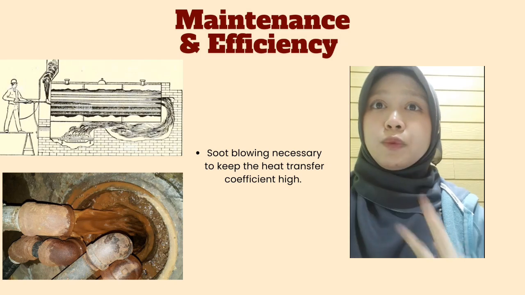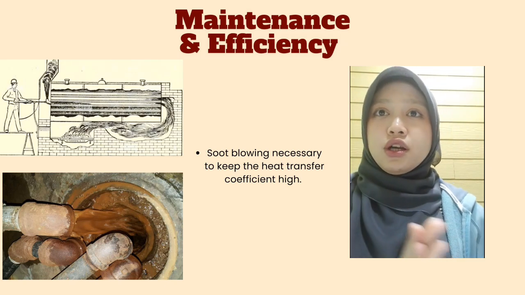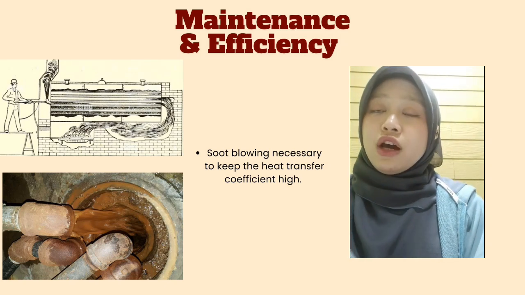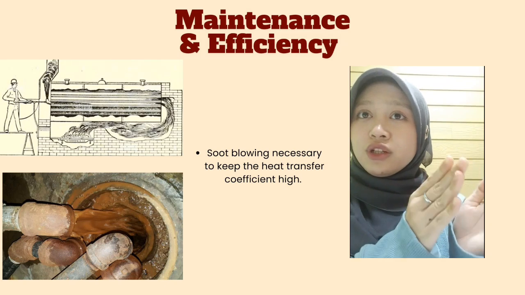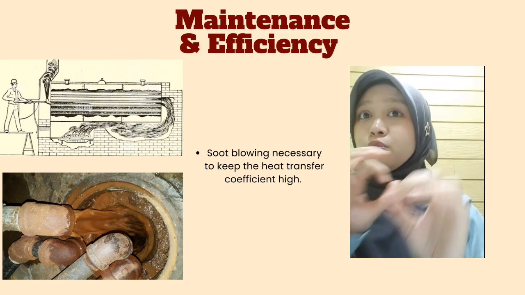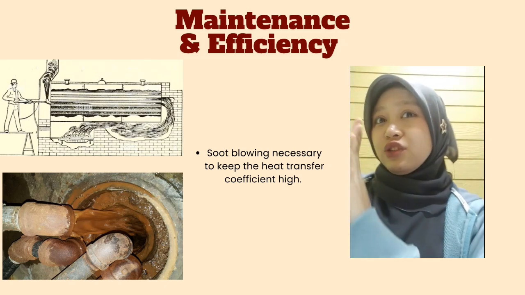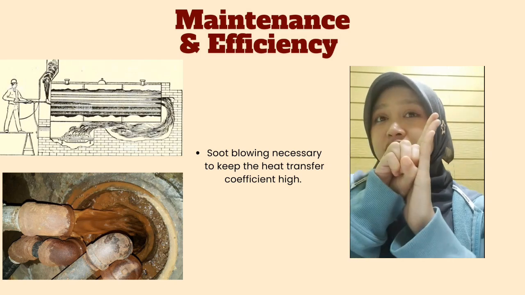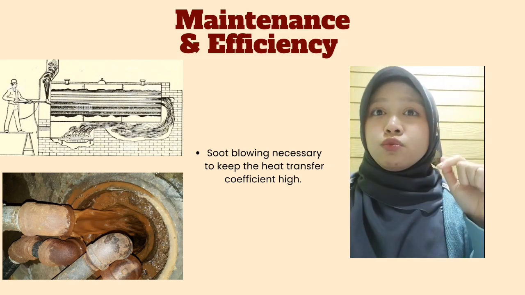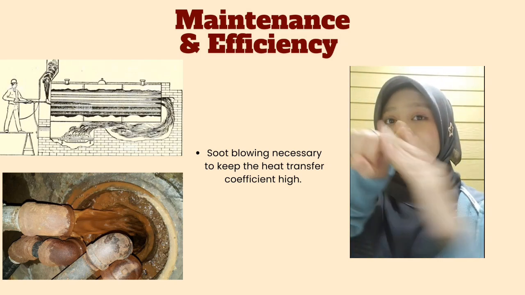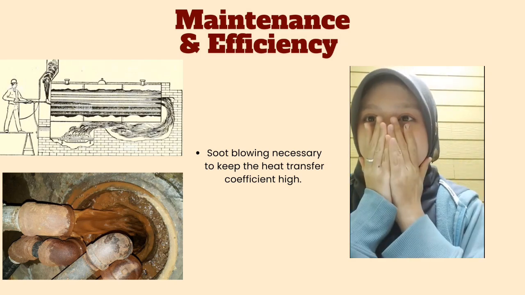To maintain thermal efficiency, two operational aspects are paramount: soot blowing and blowdown. On the gas side, soot and ash deposit on the inner tube walls, creating an insulating layer that drastically reduces convection transfer. Regular soot blowing is necessary to keep the heat transfer coefficient high.